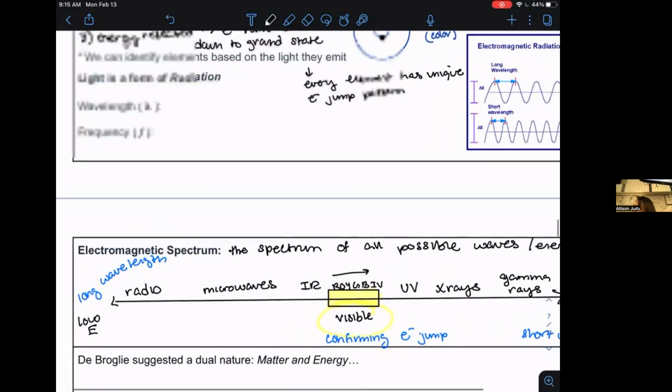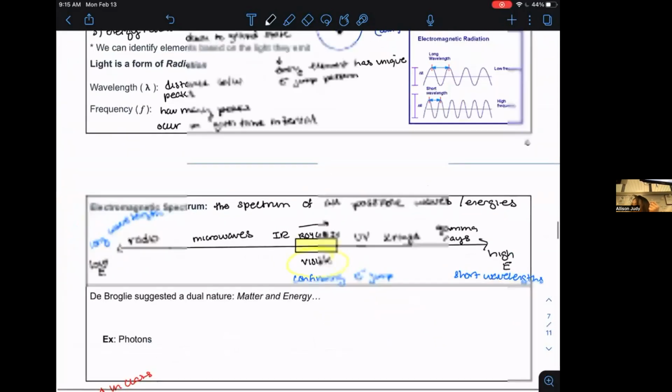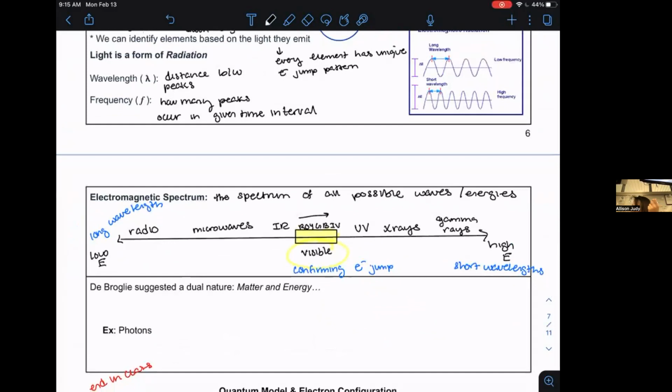Quick note from above, just in case you haven't taken physics, the wavelength is the distance between the peaks, right? And the frequency is how many peaks occur in a certain amount of time, in a given time interval. Like how often, right? It seems pretty self-explanatory. Honestly, if you already know this stuff, I wouldn't even waste your time writing it down. Okay, but for those of you that don't know this stuff, there you go.